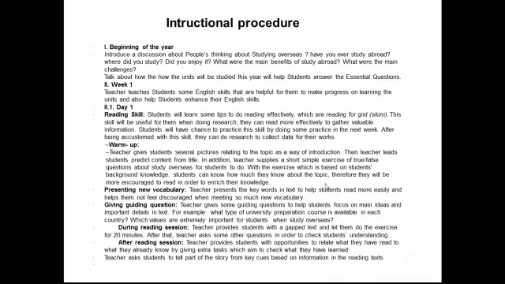So, these are the instructional procedures of the project. We have 3 weeks to study this unit. In week 1, the teacher teaches students some English skills and also has students enhance their English skills. On day 1 of week 1, we start with the reading skill. Students will learn some tips to do reading effectively, which are reading to skim and scan the text.